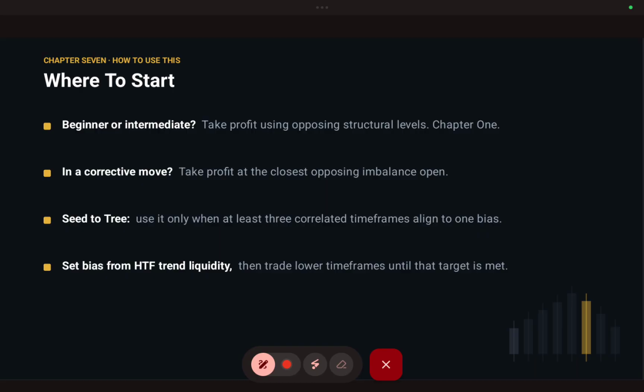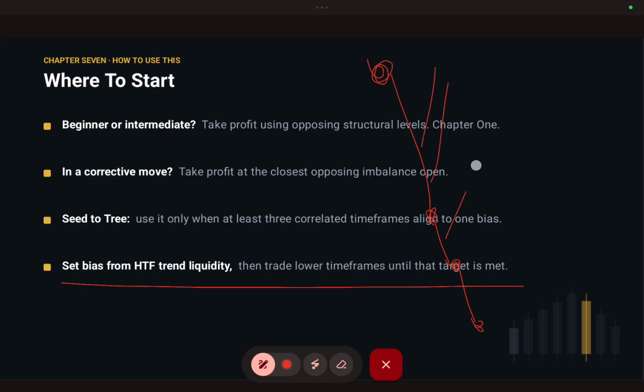Okay, set bias from higher time frame trend liquidity, then trade lower time frames until target is met. So for bias, once you set your bias, don't trade against the higher time frame bias. You have a daily zone that price is coming from, a daily supply, seeking a daily structural level or a daily imbalance open, or a daily demand, and then you want to start taking buy trades. It's not going to work. For that period of time, you should be taking only sell trades until at least the first target, which is the structural low, is met. Then the imbalance open is met. Then the demand zone is met.